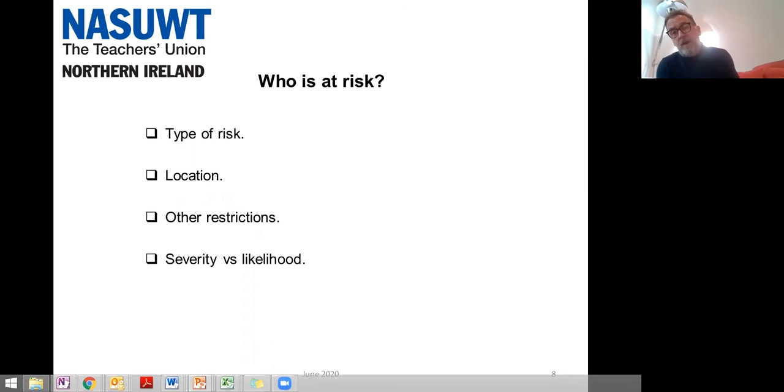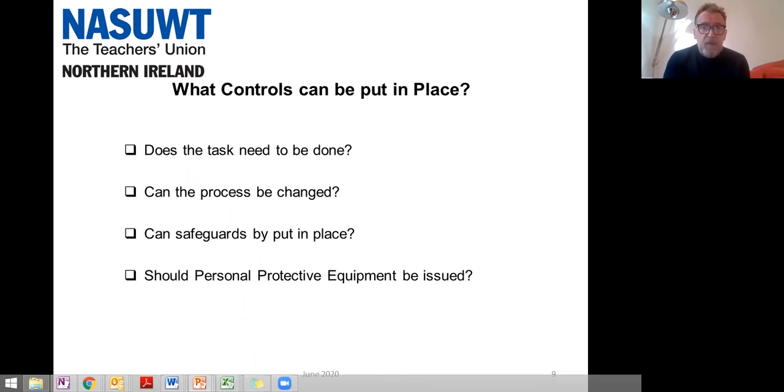So there's an equality aspect there to the risk assessment. Okay, next slide, please. So what controls can be put in place? Does the task need to be done? Can the process be changed? Can safeguards be put in place? Should personal protective equipment be issued?